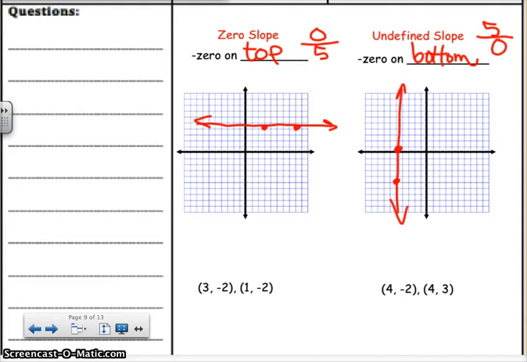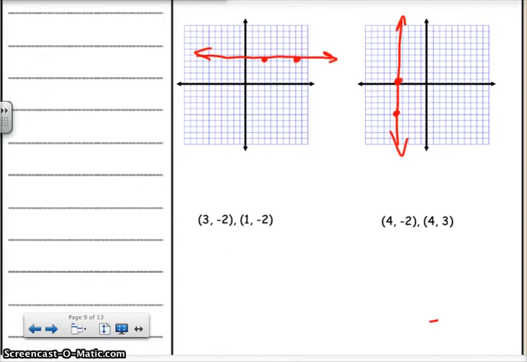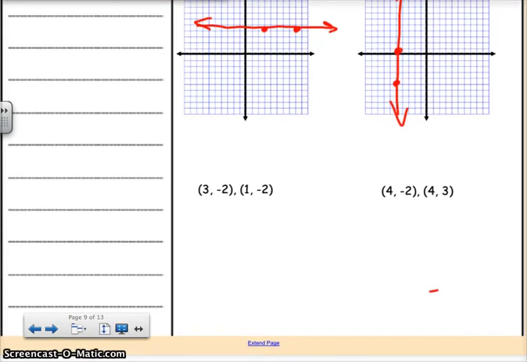Your expectation for your homework today, if you have a 0 or undefined slope between 2 points, you need to be able to identify it and write it down. So you'd write 0 or undefined. I had a student last hour that had a great question. He said, if I have 1 over 0 or 0 over 1, isn't it just 0? Can I just write 0? And that is not the case.